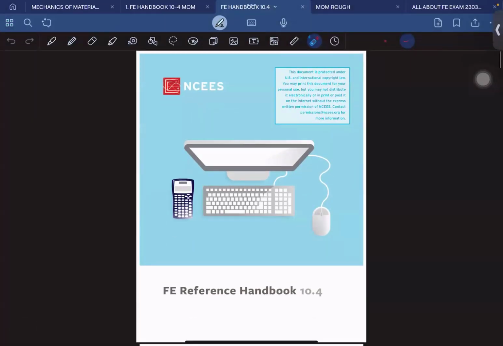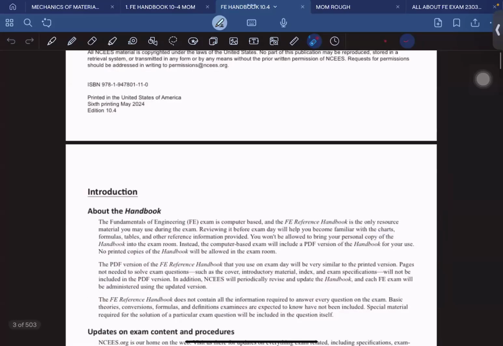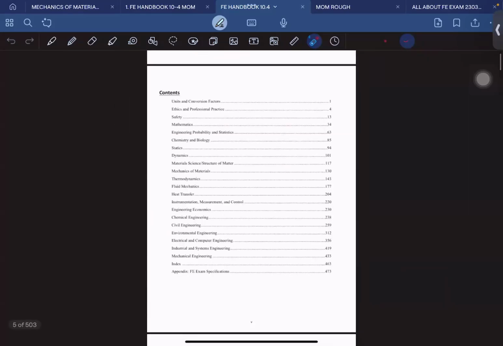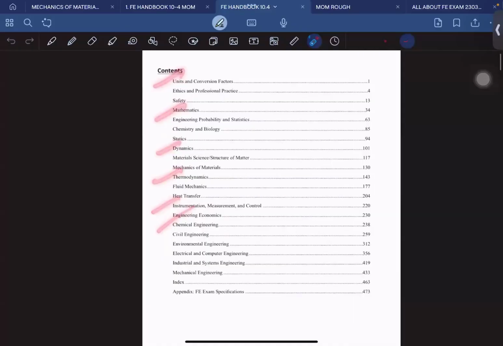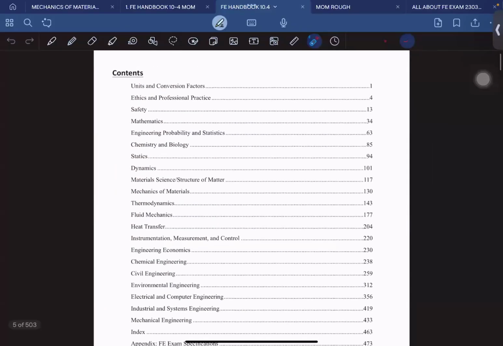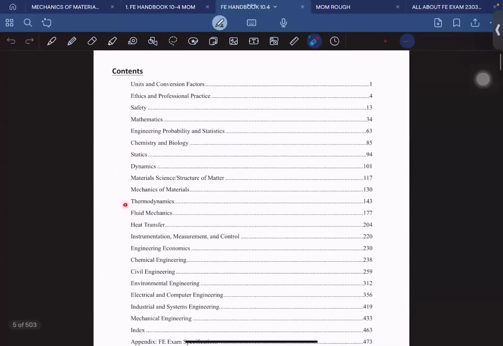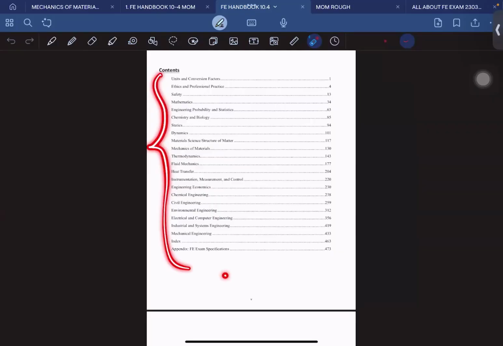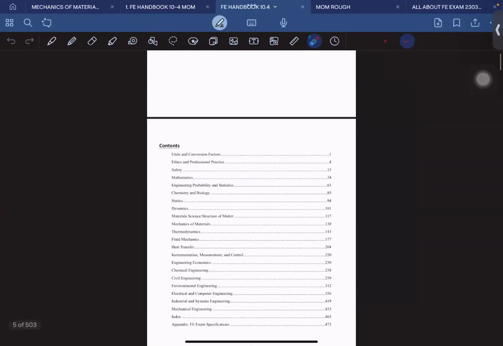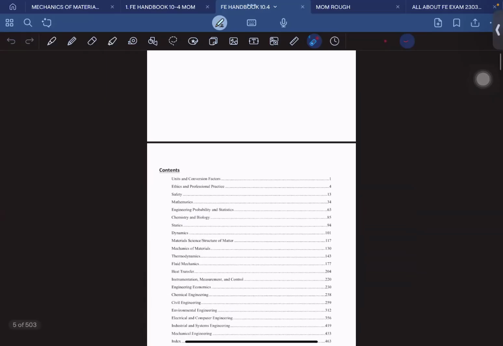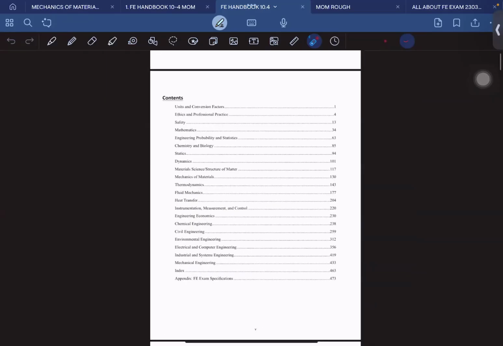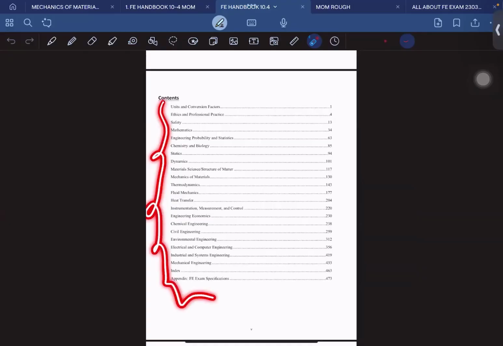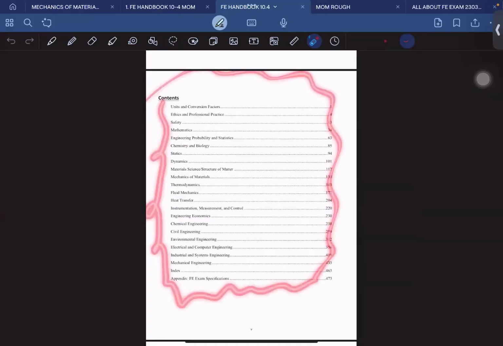The handbook looks like this, and obviously we have the content here, different subjects. You can notice there are many subjects like thermodynamics, mechanics of materials, as well as chemical engineering. So the handbook is open for all the engineering fields. It's not exclusively for civil engineers. When you go to the exam center and open this handbook, you will be able to see all the subjects, all the branches also.